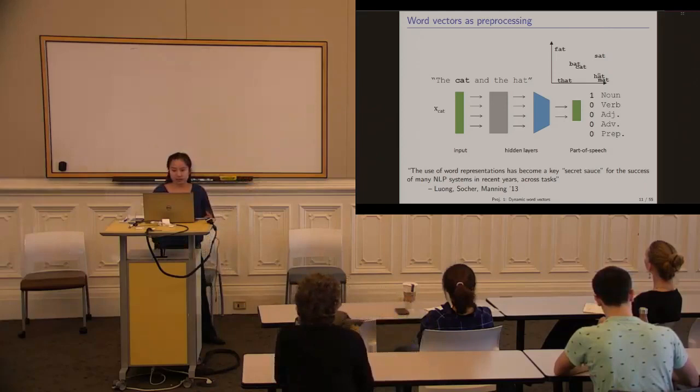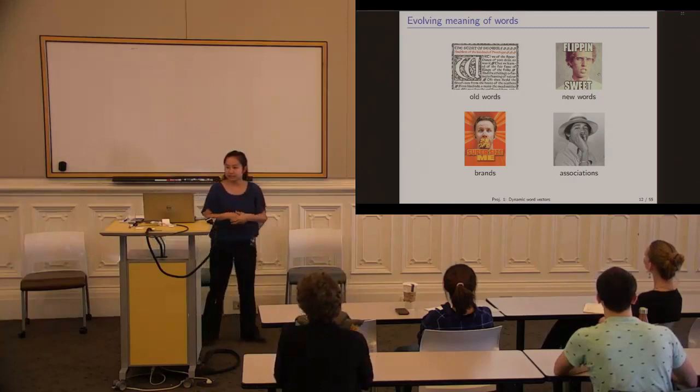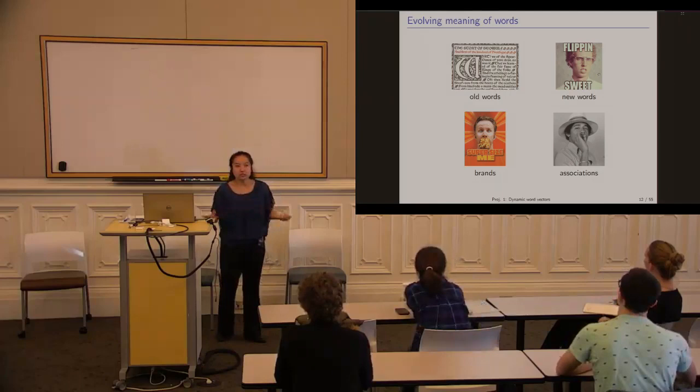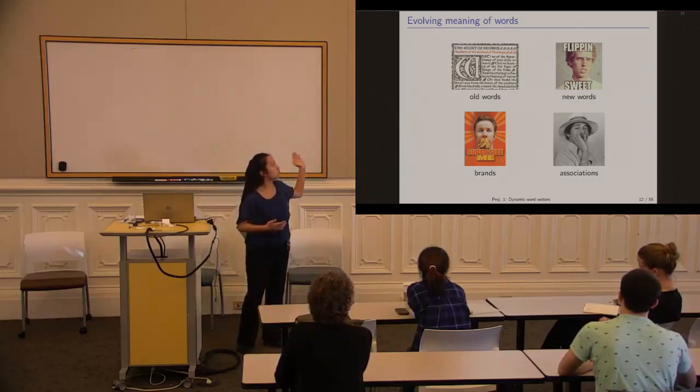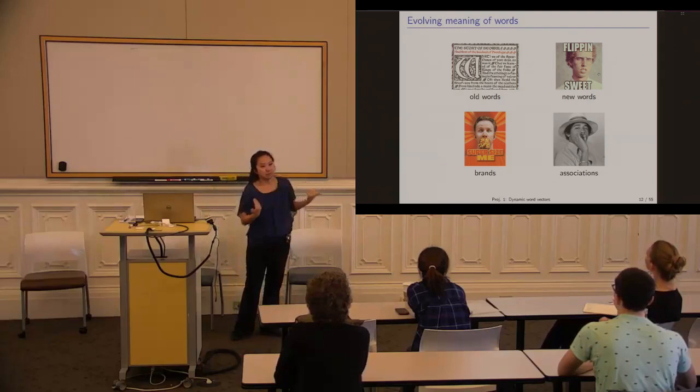Okay, so we're actually going to take this a step further and use these word vectors for something slightly different. We know that words in general are not a static quantity, right? They're changing over time. They have emerging meanings and dying meanings. Old words fall out of use, new words come into use. And we also have a lot of words like names of brands or names of people that are constantly changing their association as that brand or person changes.